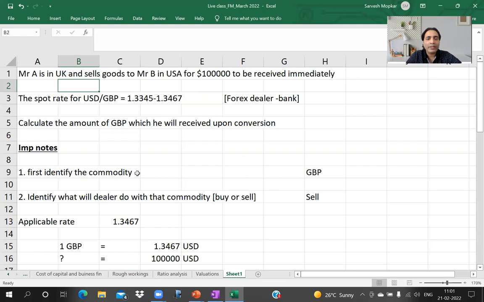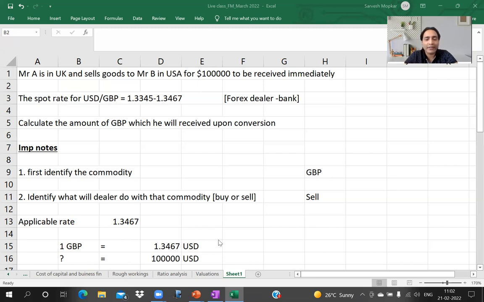Okay. Now, you have to see what the bank, the dealer, will do with the GBP. So for that, you have to look at the transaction carefully. So Mr. A, what has happened to Mr. A? Has he received forex or has he paid forex? In question number one, forex is dollars. So has he received dollars or has he paid dollars?